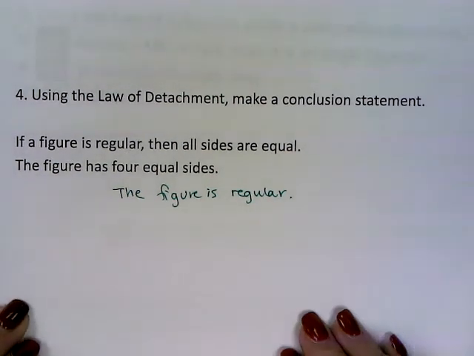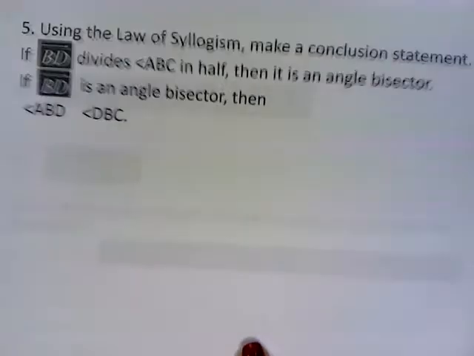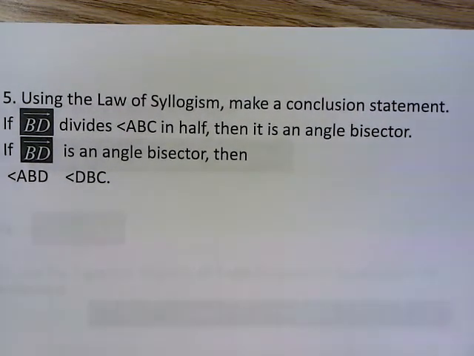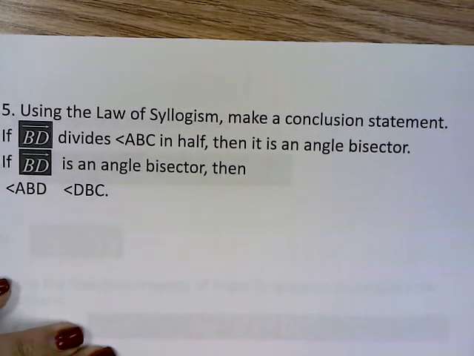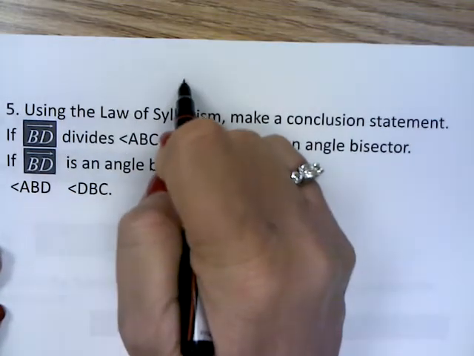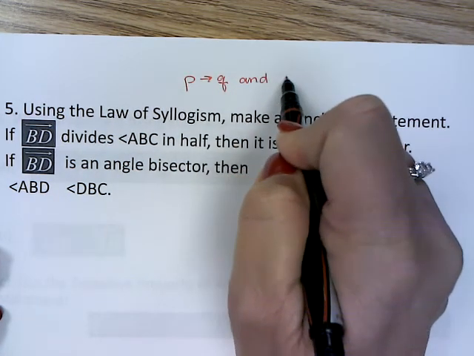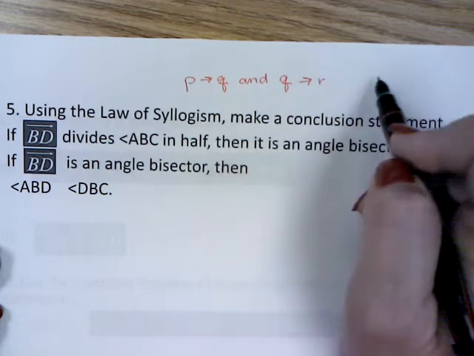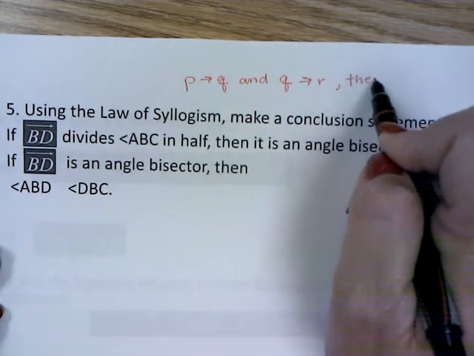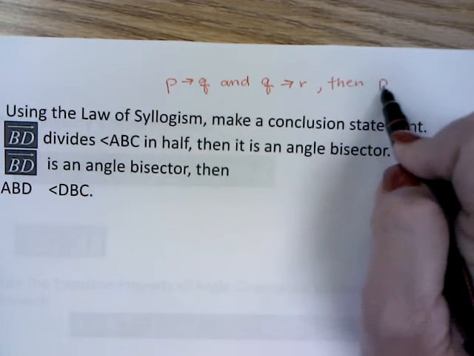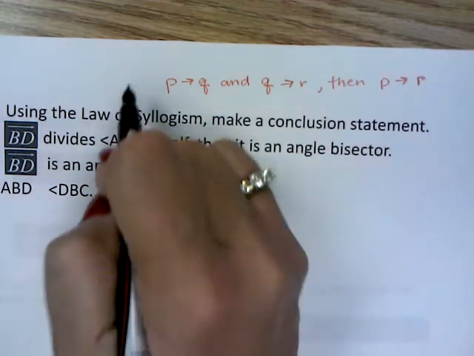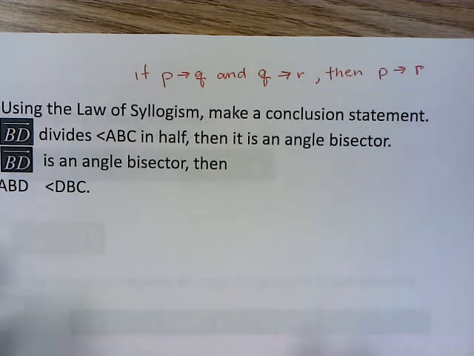So how is that different from our next law, which is the law of syllogism? The law of syllogism, if you recall, is just like the transitive property. It follows a pattern. The pattern says I have P, then Q, and I have Q, then R, so then P and R go together. We can make it an if-then statement. That's the traditional transitive property form.